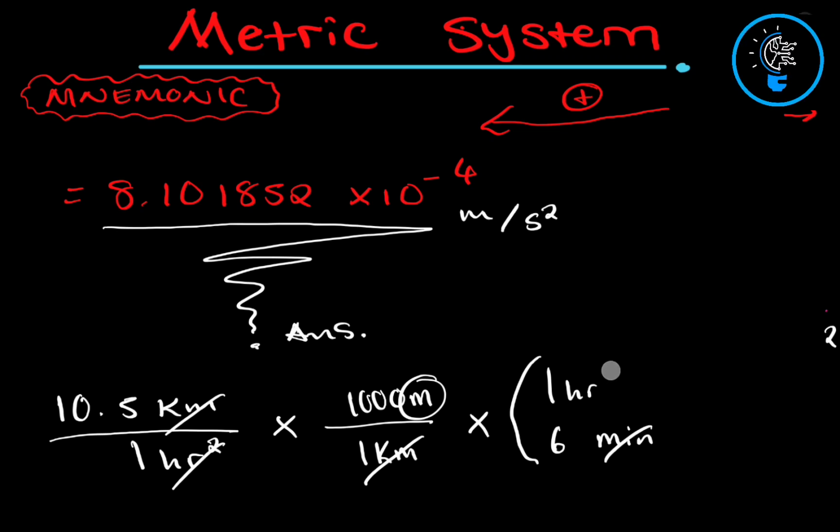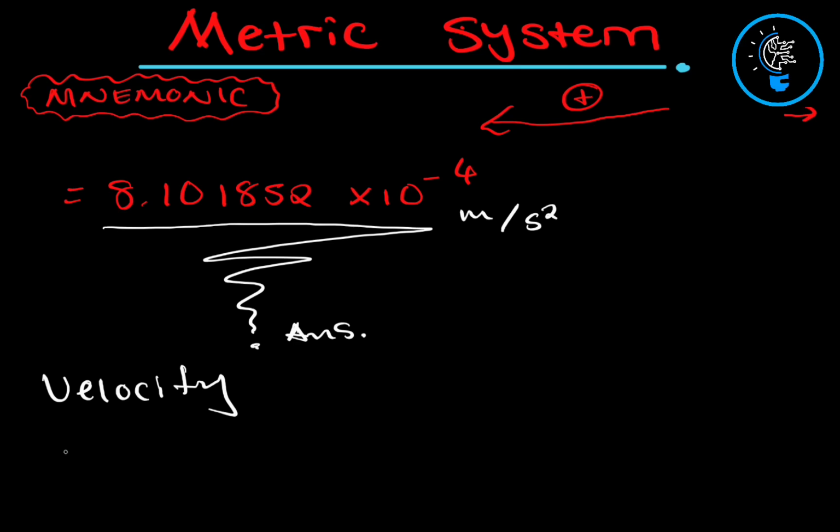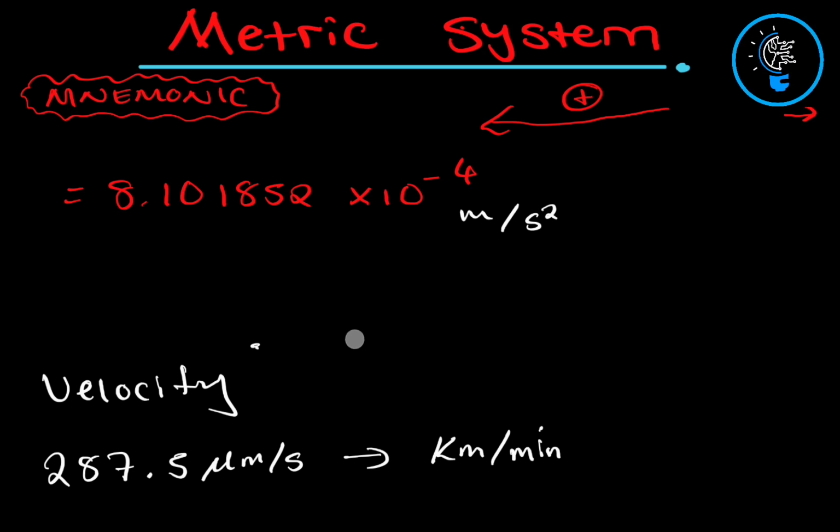Okay, let's do another example. This time, let's say we've been given velocity. Let's say we have 287.5 micrometers per second, and we're told to convert it into kilometers per minute. Yeah, let's convert it into kilometers per minute.